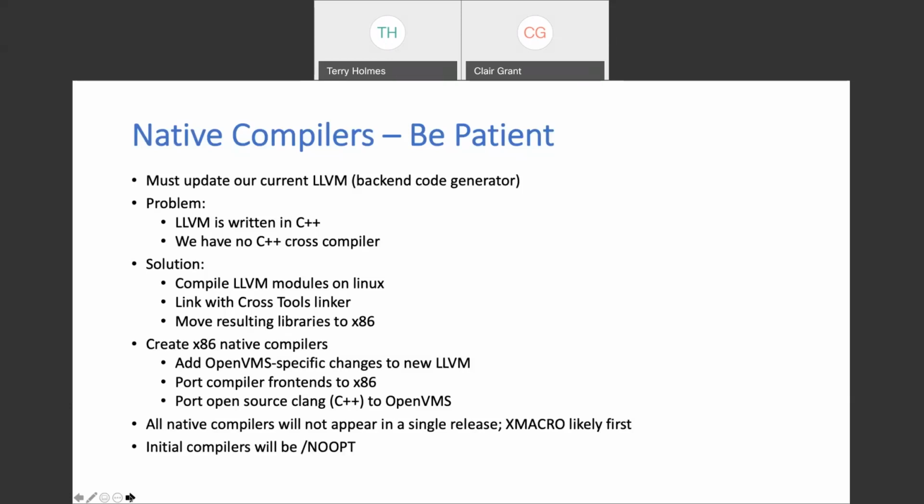The current LLVM that we are using, our backend code generator, is really old. It's the one we started with. We need to get up to date for any number of reasons. The problem for us is that LLVM is written in C++. As you probably know, if you've been participating in any of these conferences and 9.0, we don't have a C++ cross compiler. And there's another dozen reasons for that, but let that aside for the moment. We need to get a native LLVM onto x86 before we can have native compilers.